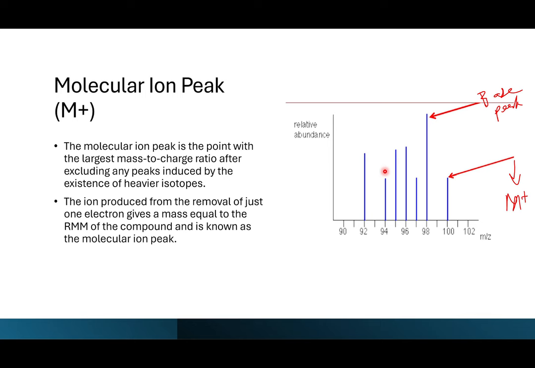Well, yeah, there's like the M plus two and things like that. There's like ones with higher mass to charge ratios. All right. So that tends to occur, right? Okay, it does occur. It is possible. But we're looking at the M plus peak, right?